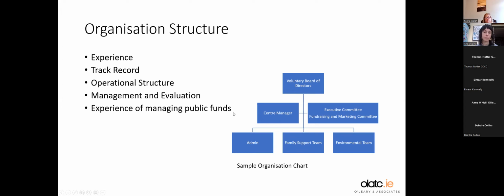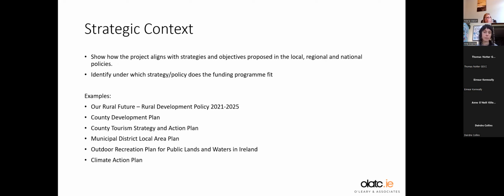Now some people like more of a flat structure. I used to use this because it's easier to visualize the structure when you use a chart like this. So as I said, put these things together because you will be asked for these in the application form. It's just easier to take your time, write them out, and have them ready to go and cut and paste when you're doing the application.